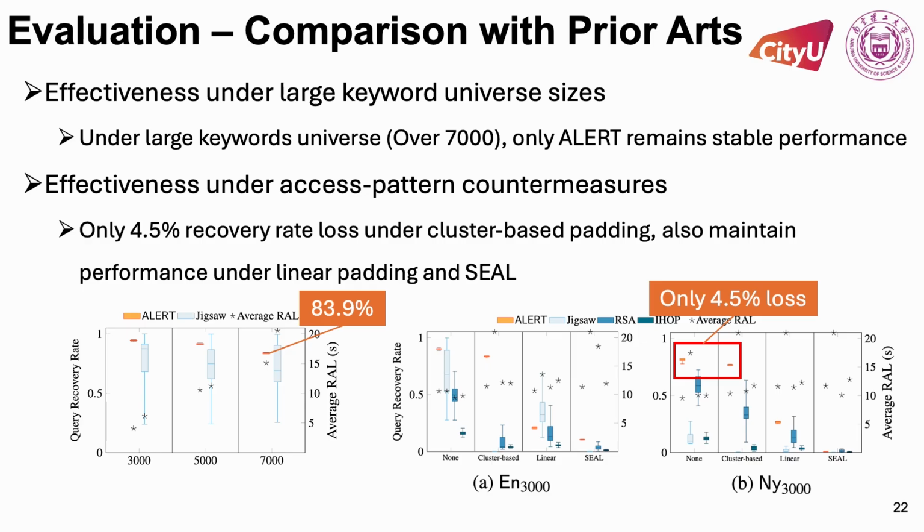Finally, ALERT also outperforms previous state-of-the-art LA methods under various pattern countermeasures. Notably, when facing cluster-based countermeasures, ALERT's recovery rate dropped by only 4.5%. It's much less than other LA approaches. This is due to ALERT's effective modeling of overall sequence features.